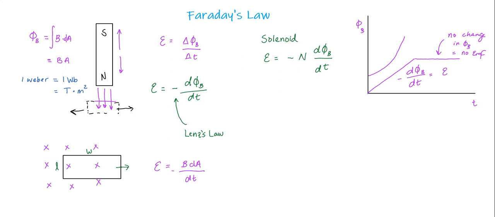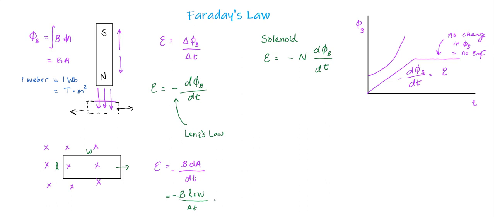So what I'm going to do here is say that the magnetic field value is constant. And now dA, I'm going to change this. Instead of putting it as dA, I'm going to leave out the integral part for right now just to simplify the situation, and I'm going to look at just B times A. So B times A, and A is equal to length times width, and that's all over the time that is passing.